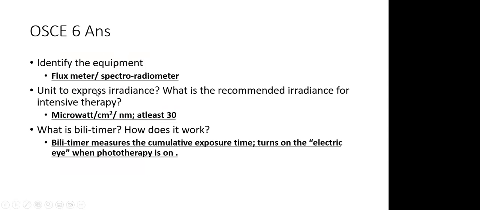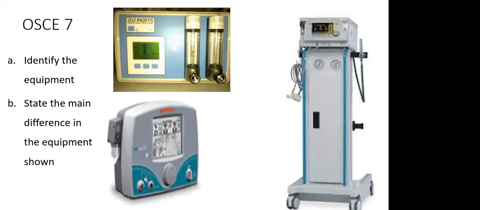The unit used for irradiance is microwatts per centimeter square per nanometer. The recommended irradiance for intensive phototherapy would be 30. The Billy timer measures the cumulative exposure time. It is present in the phototherapy unit itself and has what is known as an electric eye. When the phototherapy is on, the electric eye opens, and that calculates the timing of exposure.